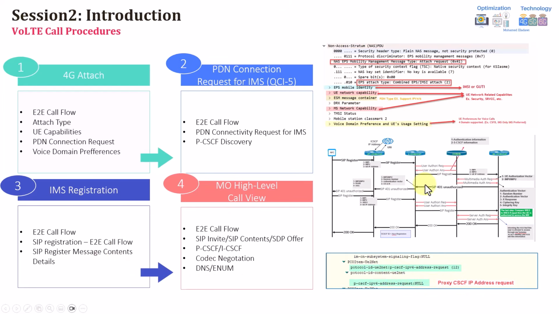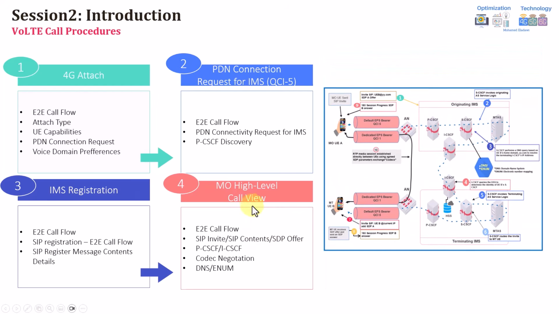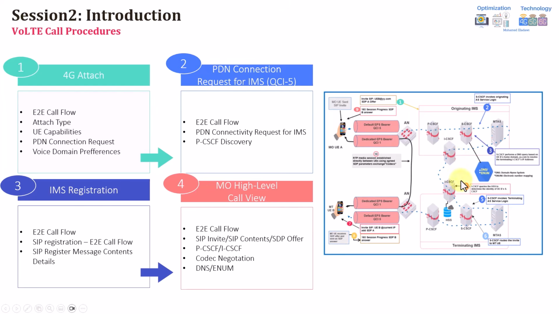Then the third point is about the IMS registration. Once he has the XCI5, he has opened the channel and can start communicating with the IMS, but he needs to register himself first to the IMS. So he will go through the end-to-end call flow as shown in the writing. Then we'll be ending with the high-level call view, which is a very interesting part. This is one of the most important, as it will make it easy for you to understand the call flow in general.